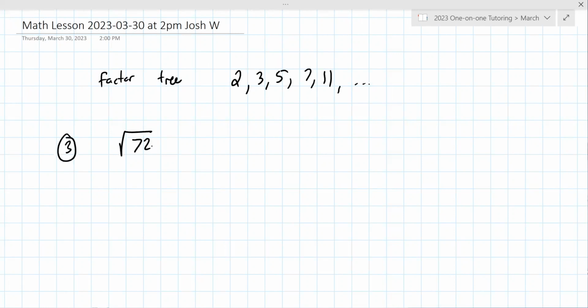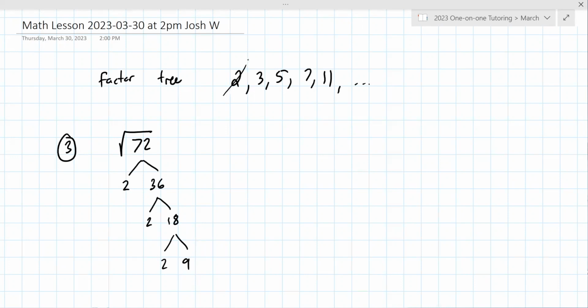Square root of 72. You start out by asking, does 2 go into 72? Is 72 divisible by 2? It is, it's even. Then you try 2 again. Does 2 work? Yeah, 2 and 18. Then you try 2 again. Yeah, it's 2 and 9. But does 2 work with 9? No. So you say, okay, I've used up 2.